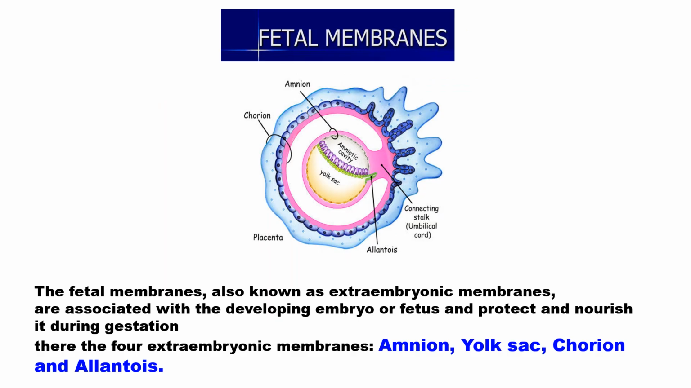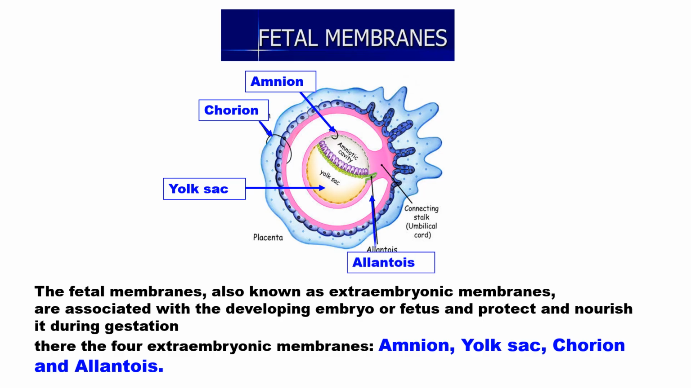Fetal membranes, also known as extraembryonic membranes, are associated with the developing embryo or fetus and protect and nourish it during gestation. There are mainly four extraembryonic membranes: the amnion, the yolk sac, the chorion, and allantois.